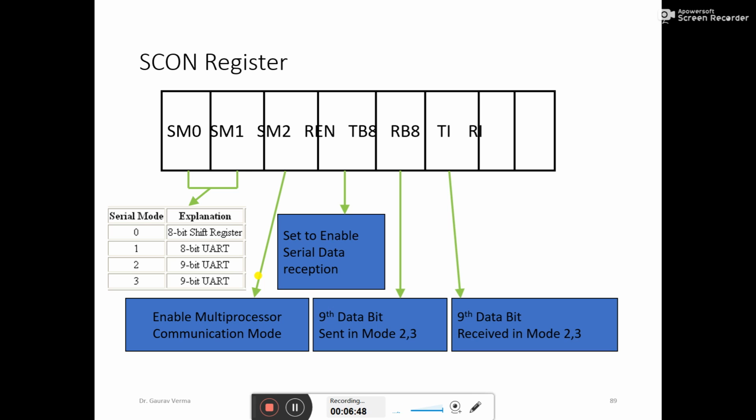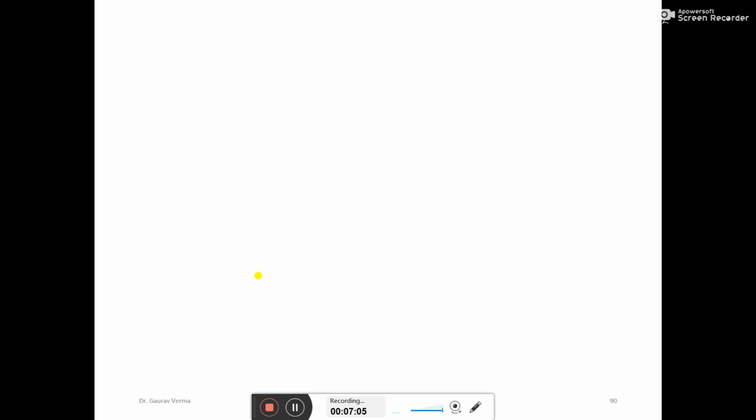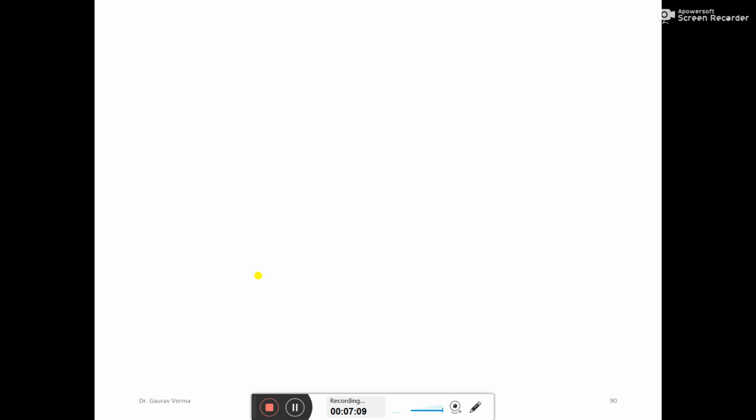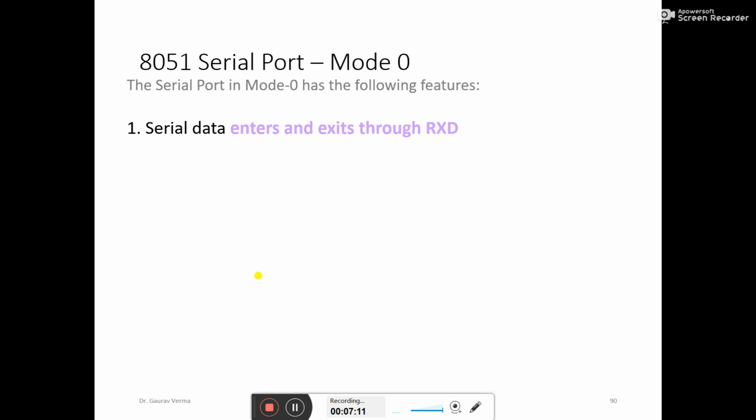And next is RB8, the 9th data bit to be received when in modes 2 and 3. TI and RI are the interrupts. TI is set when the stop bit is transmitted, and RI is set when a character is received, the receive interrupt.